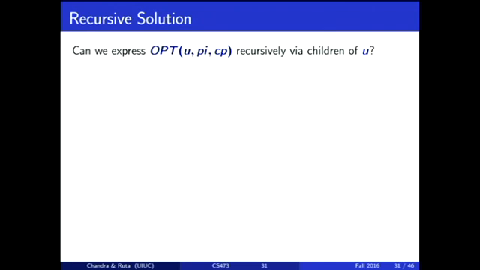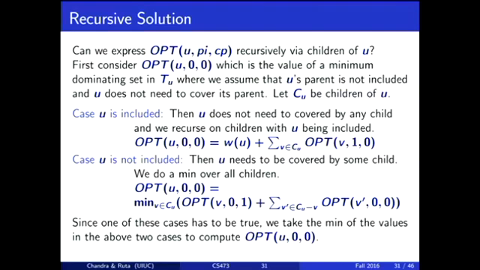These are the subproblems that we need to solve. But to be able to solve these, we need to see if we can actually express these things recursively. What does it mean? Here is an example. It's a long slide, but let's go slowly. This is a very important topic. What does Opt U00 mean? The meaning is very important. Opt U00 is the value of the minimum cost dominating set in the tree TU where my parent is not included. 0 means parent is not included. Another 0 means I am not responsible for covering my parent.